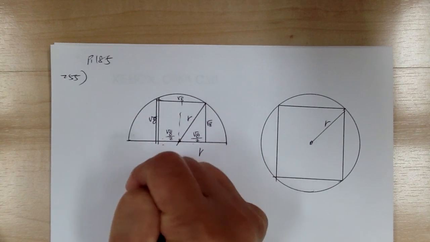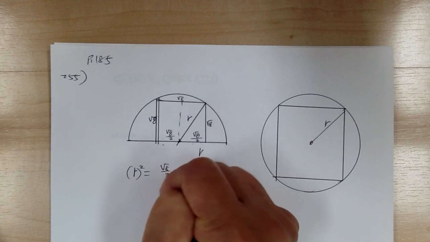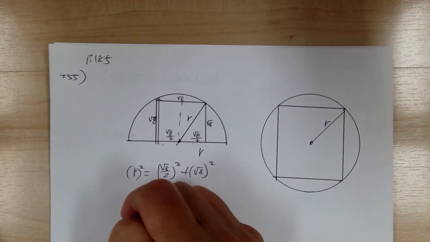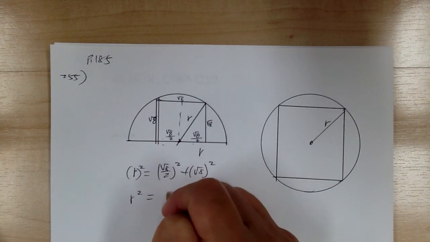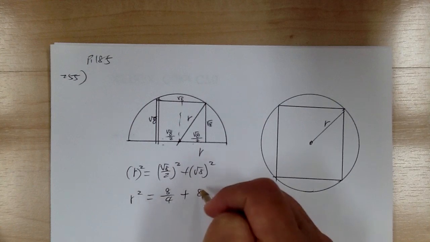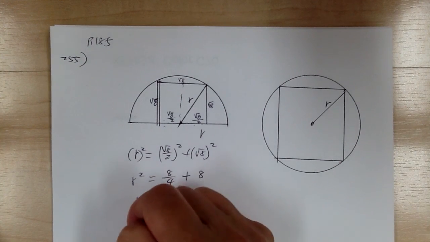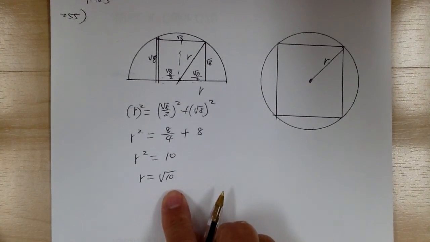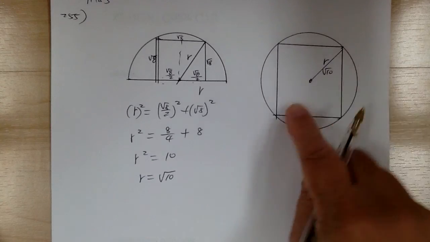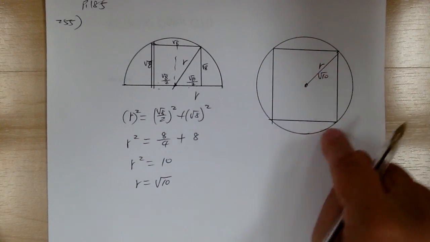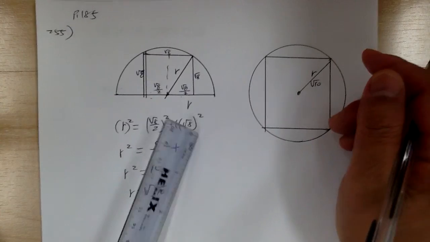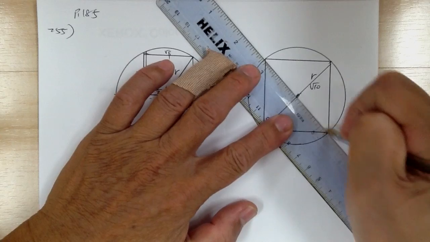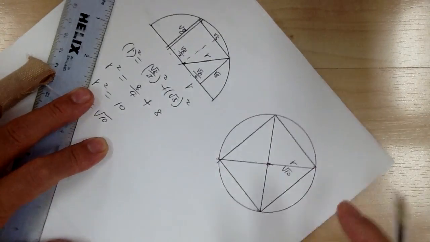So r squared equal to square root of 8 over 2 squared plus square root of 8 squared. So r squared equal to 8 over 4 plus 8. So r squared equal to 10. So r equal to square root of 10. Once you find r equal to square root of 10, you can come over here to figure out the area of this square. Okay, so it's easy if you make it look like a rhombus instead.